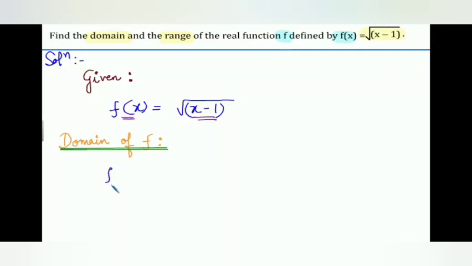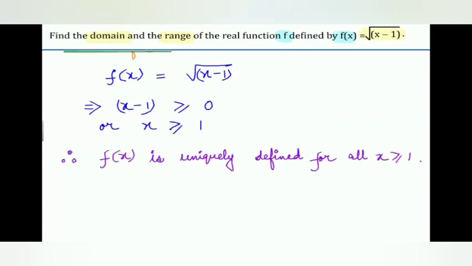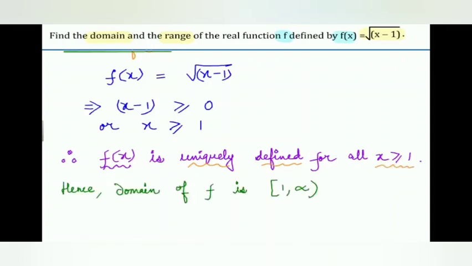सो आप x की जगह पे 1 या 1 से ज़्यादा वैल्यू पुट कर सकते हो क्योंकि रूट के अंदर ज़ीरो चलेगा बट नेगेटिव वैल्यूज़ नहीं चलेगी. सो f of x is equal to under root x minus 1. So you have to solve x minus 1 is always greater or equal to 0. So x is always greater or equal to 1. So f of x is uniquely defined for all x greater or equal to 1. Hence the domain of f is closed interval 1 to infinity.